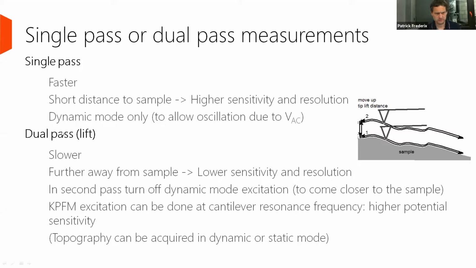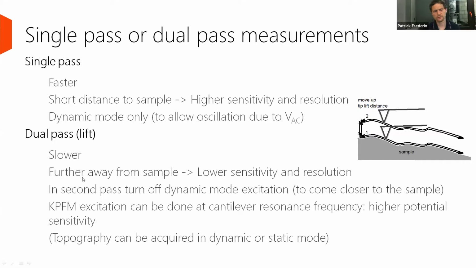In the dual pass mode, what you do is you make a first scan of the topography. You go back, then you lift up the tip, and following the same contour as was measured in the topography measurement, you move above the sample. And while doing this measurement, you can measure the contact potential difference of the sample without being in contact. It reduces some topography artifacts in the KPFM signal. It generally has a little bit less noise, but it is inherently slower. You have to scan each scan line twice.